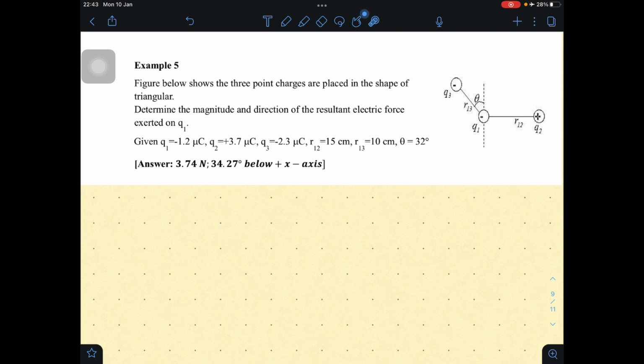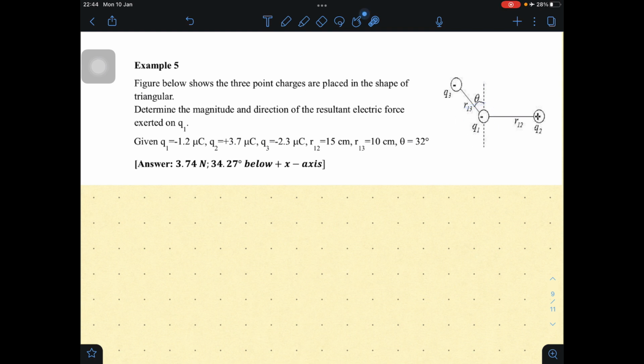Okay, so we are given 3-point charges, negative, negative and positive. So now it is in the shape of a triangle. Before this we were only given 3-point charges on the same line, which means on the same x-axis. So kita hanya gunakan satu axis sahaja. But now we have two axes, okay, x-axis and y-axis. Now we want to determine the magnitude and direction of the resultant electric force on Q1 only.